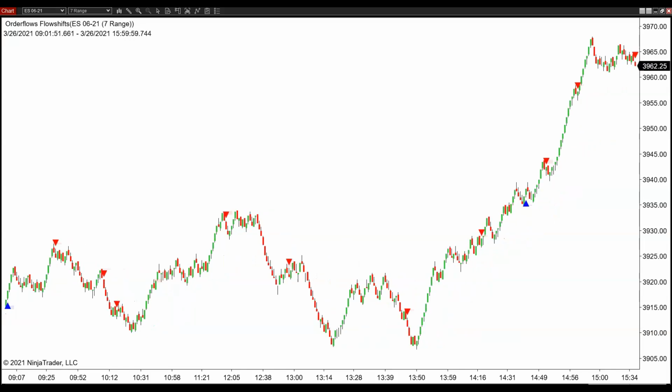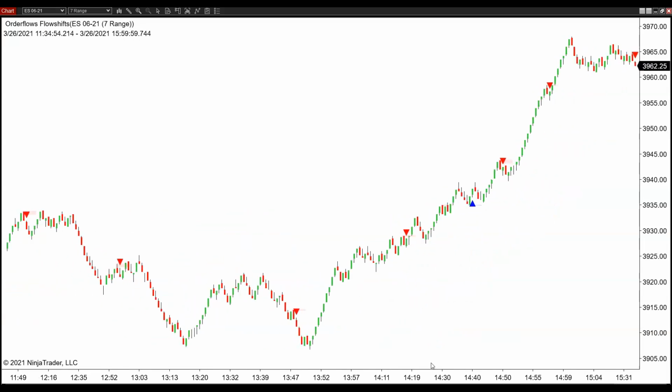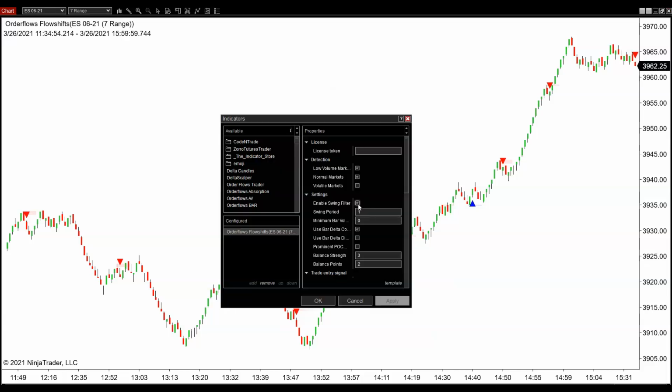Okay, so I assume this is on that chart. It's probably these circled areas. Okay, so now this is set to the standard defaults, right? This is 3 and 2. My other chart I had 1 and 2. I think I had swing filter turned off. I'm curious to see what it's going to look like on a 7 range chart.